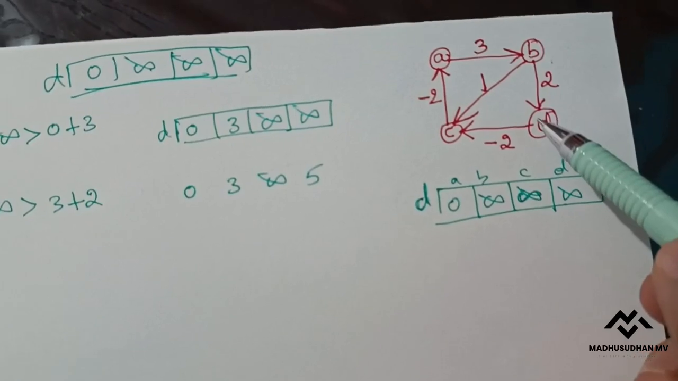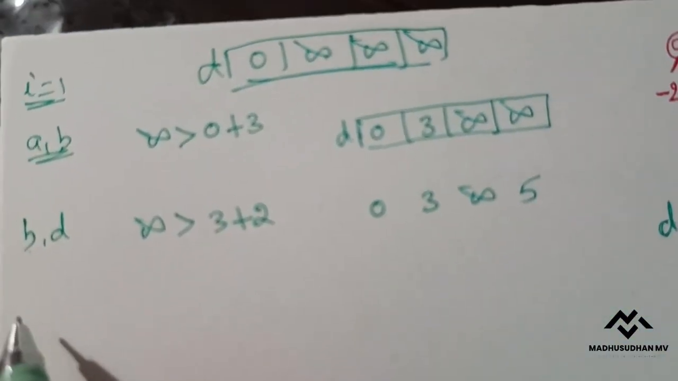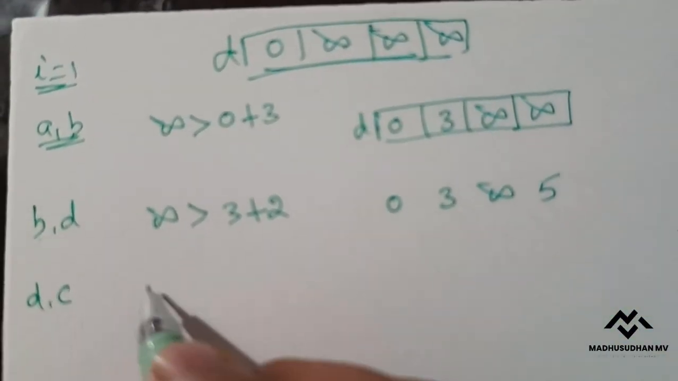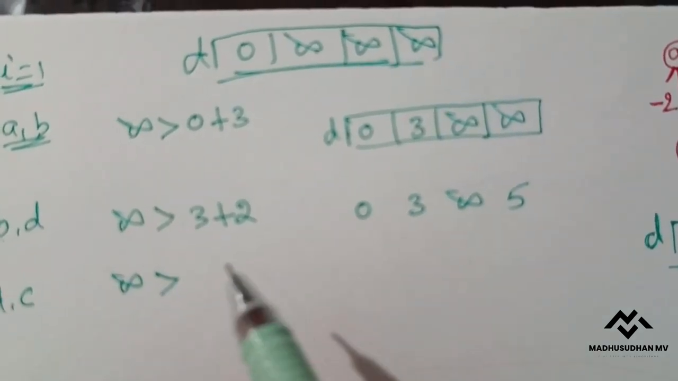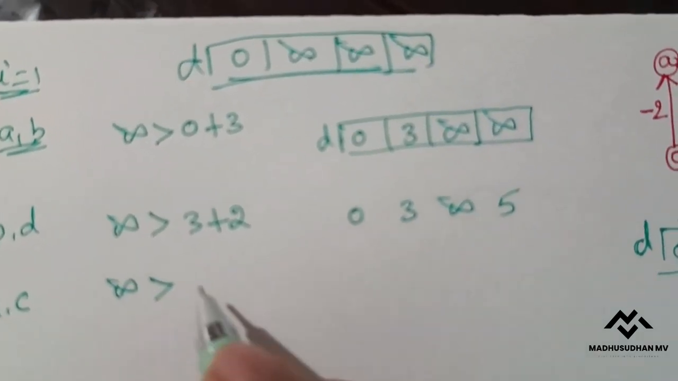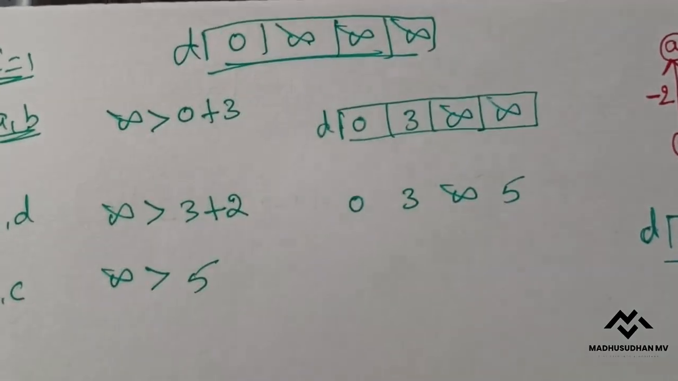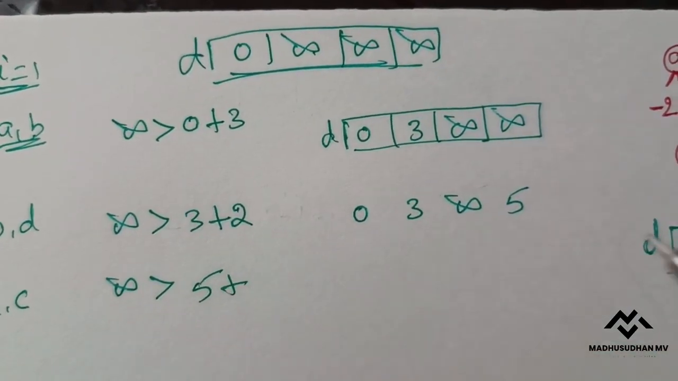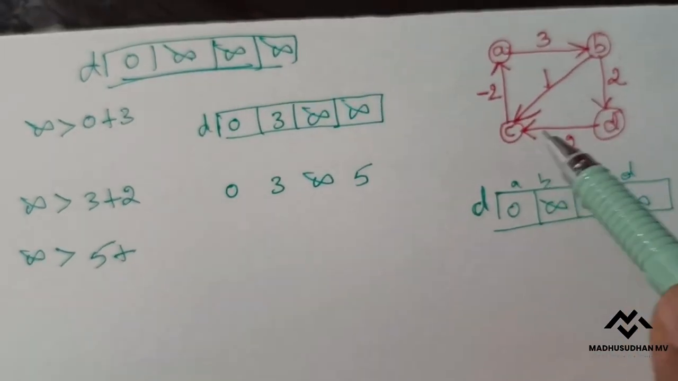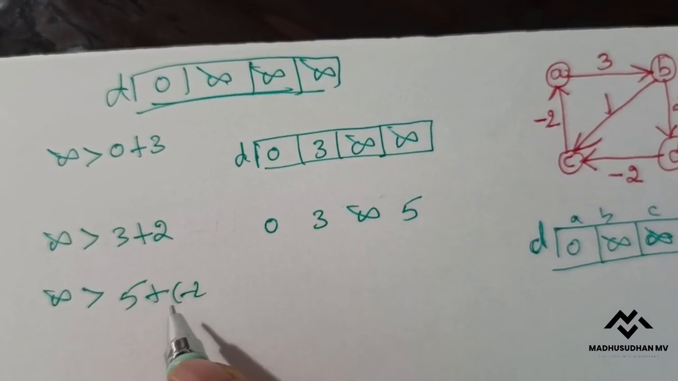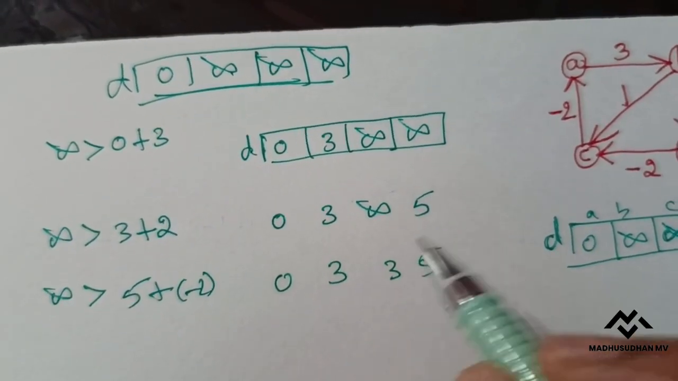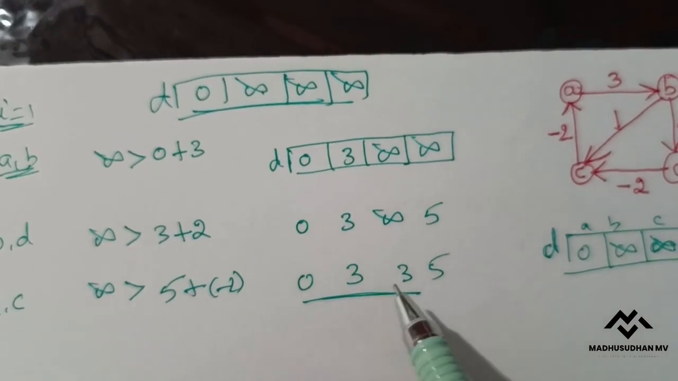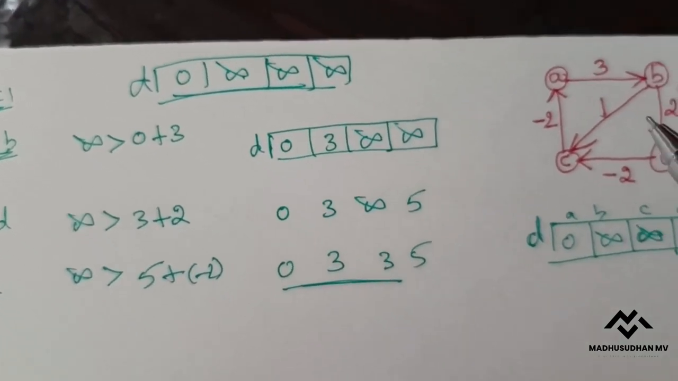Next edge, after B to D, we took D to C. Distance of C is infinity, greater than distance of D, which is 5, plus cost of D to C, which is minus 2. Infinity greater than 3, yes. So 0, 3, 3, 5. This is the new distance array. Next, D to C is over.